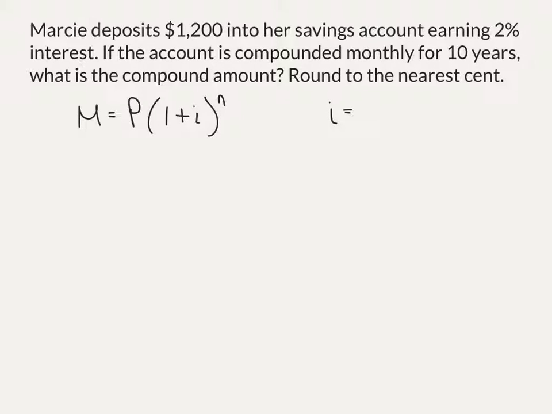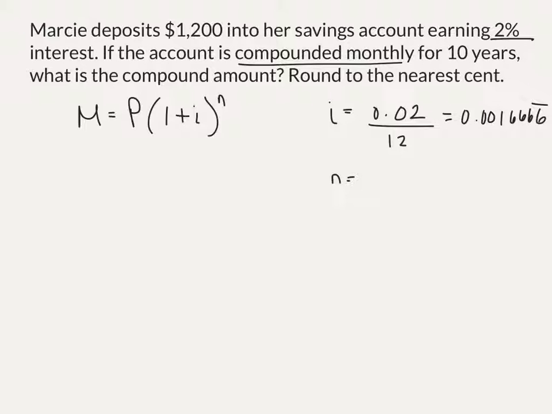The formula is M equals P times 1 plus I to the nth power. First, we need to identify I and N. So I is the interest rate per compounding period, and that is found by taking the interest rate, which is 0.02, and dividing by the number of compounding periods a year. And this account is compounded monthly, so that's 12 times a year. And 0.02 divided by 12 gives us a decimal of 0.00166666, repeating.